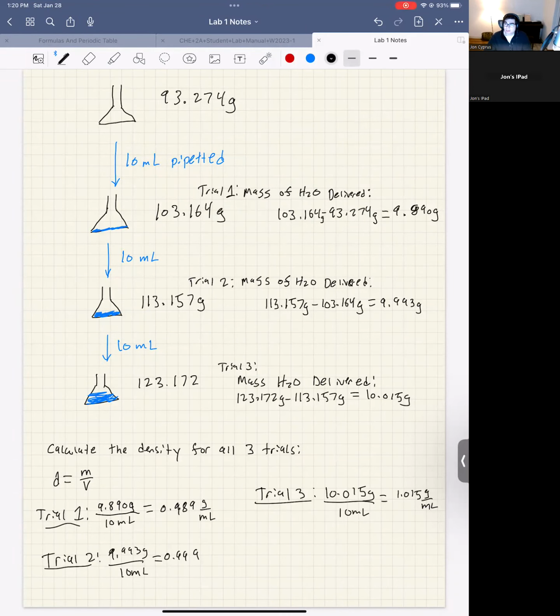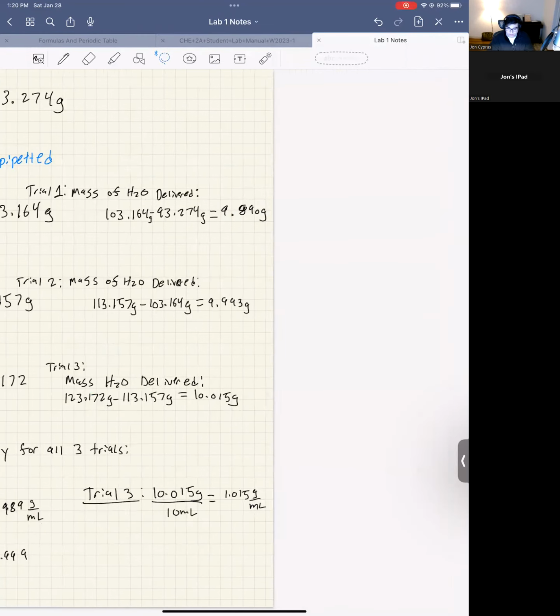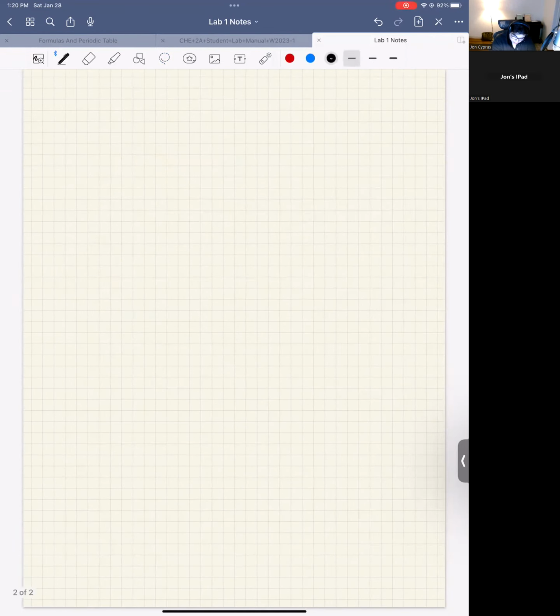Okay, so now that you have all your densities, what you want to do is just average them. So you average your densities, right? This is 0.989. Over here we have 1.015. And then we have plus 0.999. We're dividing it by 3. This is how you average it. So let me actually cut this and put it over here.